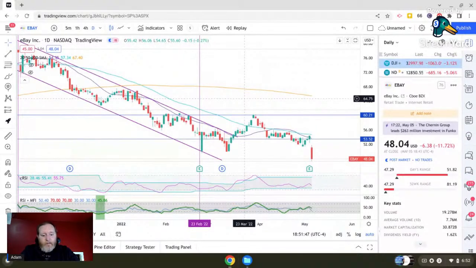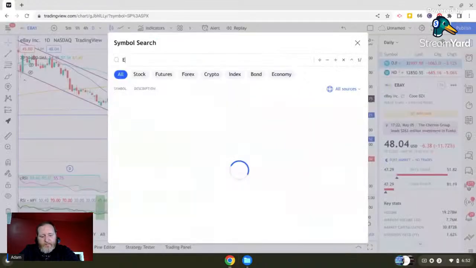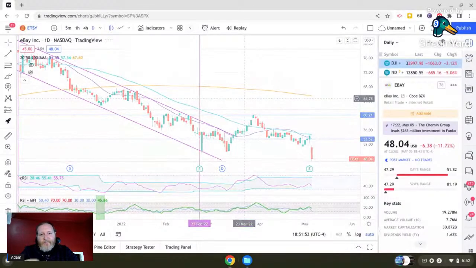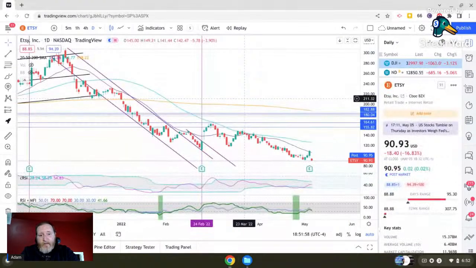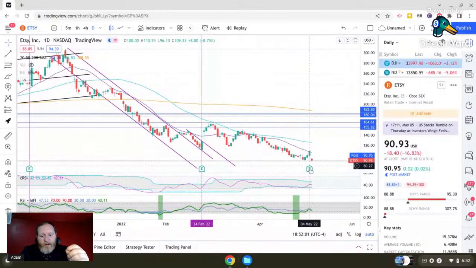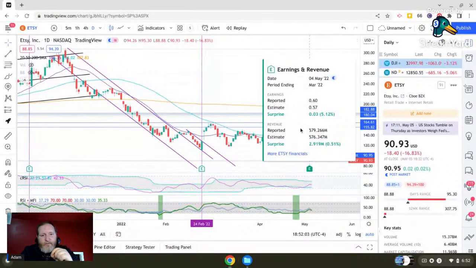What about Etsy? Ticker symbol is the company's name, ETSY. Etsy fell 16.8% today. It is flat in the after hours. They did not guide for a very bright future. They beat EPS by 3 pennies. They brought in EPS of 60 cents per share. Expectation was 57 cents per share. Revenue was basically flat. They beat by 2.9 million. They brought in 579.2 million for the quarter.